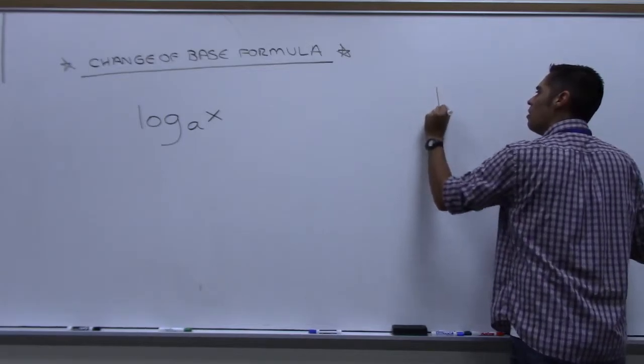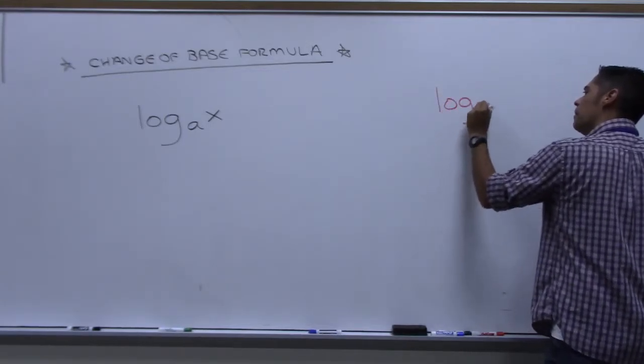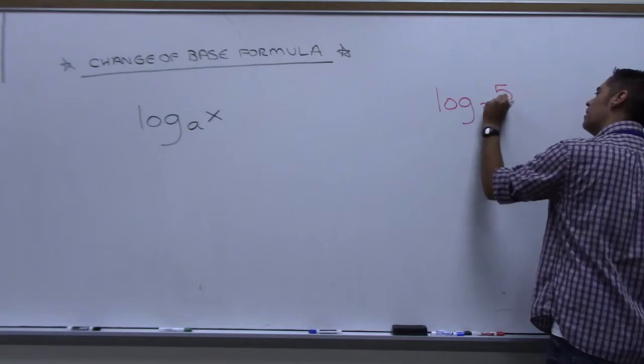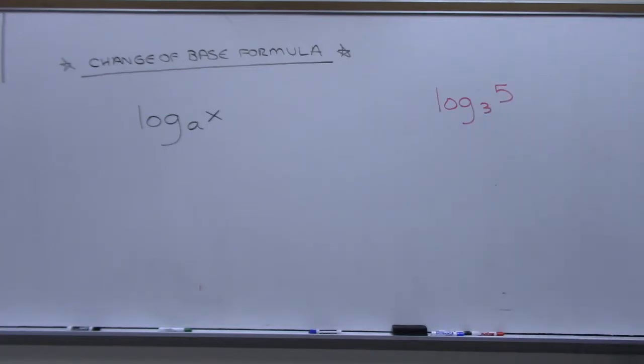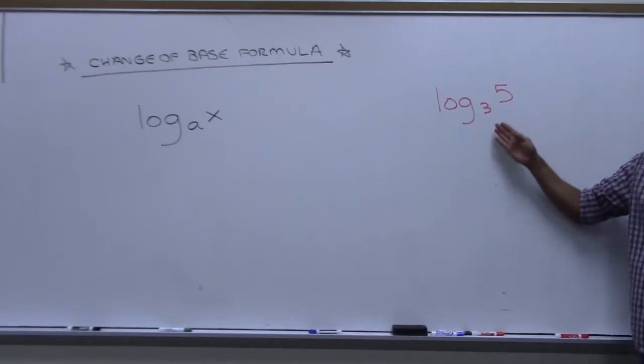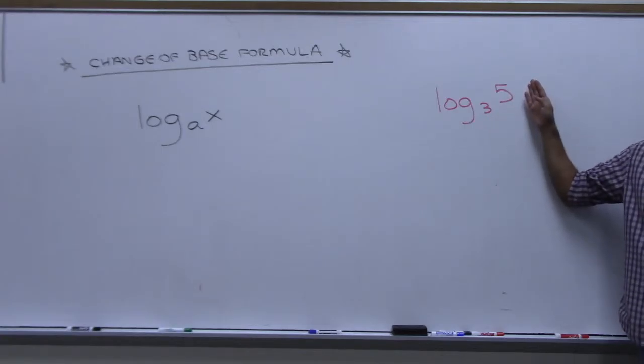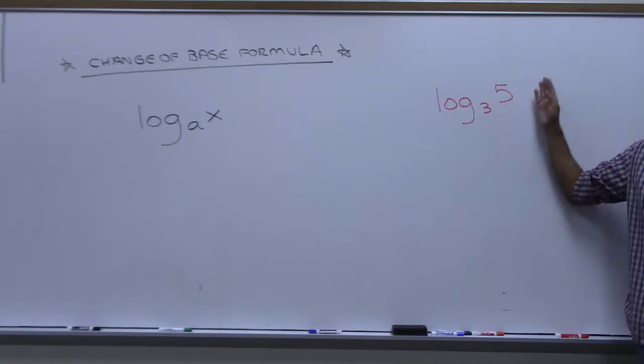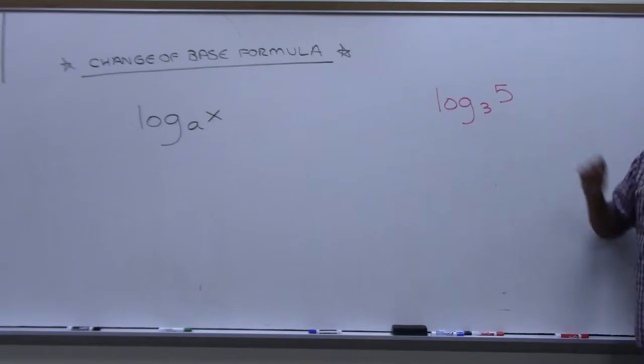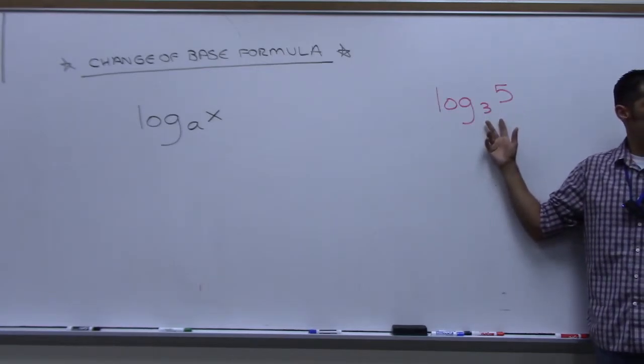Let's say someone says log base 3 of 5. What this was saying was, in this particular problem, 3 to what power is 5? And we don't know what that is, right? 3 to what power is 5? We can't tell. We don't have a key on our calculator that allows us to do this, right?